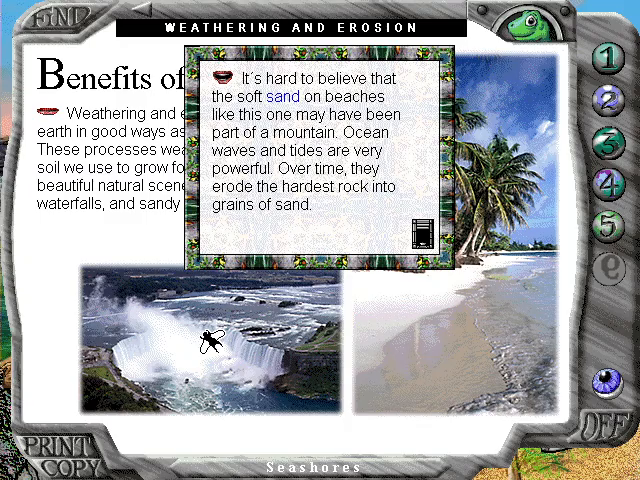It's hard to believe that the soft sand on beaches like this one may have been part of a mountain. Ocean waves and tides are very powerful. Over time, they erode the hardest rock into grains of sand.